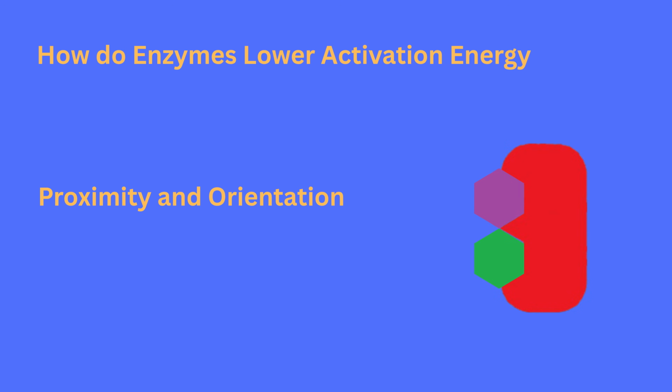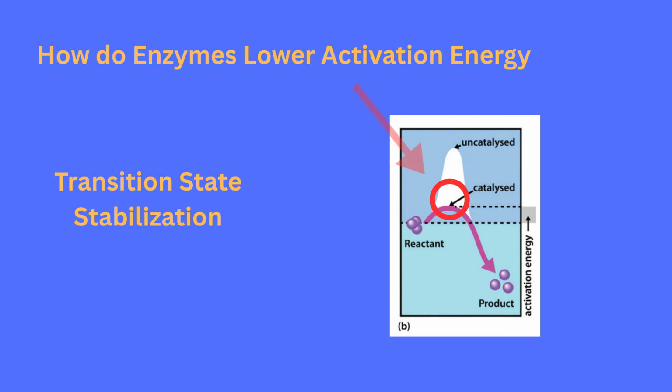Binding energy from non-covalent bonds, like hydrogen bonding and more, between enzyme and substrate allow for easier orientation, stabilization of intermediates, and bond making and breaking. Transition state stabilization. The enzyme binds to the transition state more tightly than the reactants or products. This lowers the energy of the transition state, which lowers the activation energy.